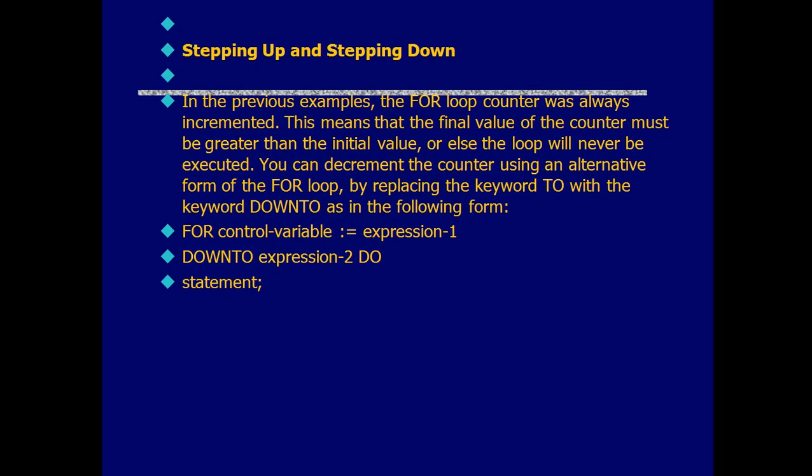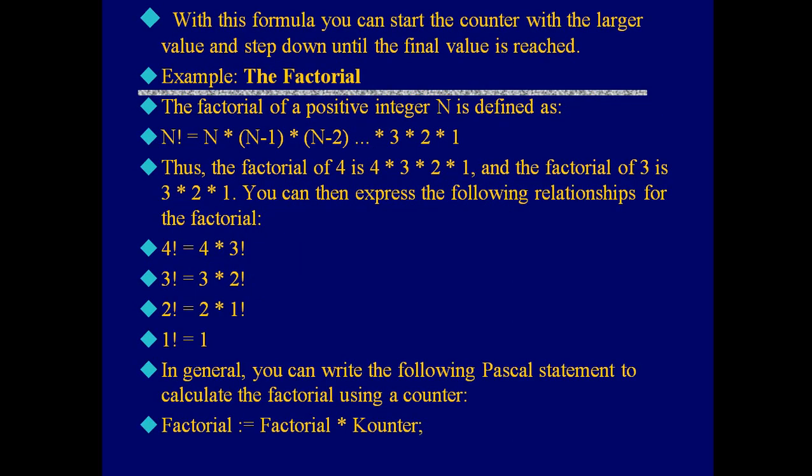In the previous example, the for loop counter was always incremented. So it's an example about factorial, how we can solve factorial numbers.